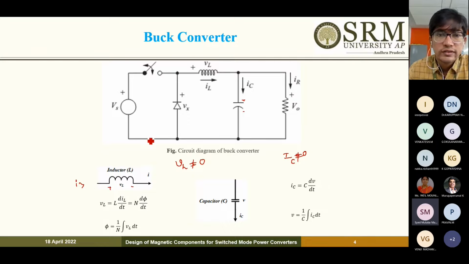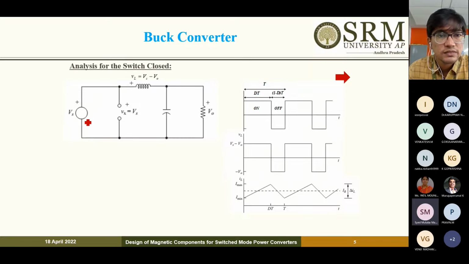First we will see how it works when the switch is closed. The moment the switch is closed, it will be short circuited. The positive terminal of the source will be connected here and the negative here. Therefore the diode will be reverse biased, because the positive is connected to the cathode and the negative is connected to the anode. During this instant, the source will supply energy to the load by charging the inductor.